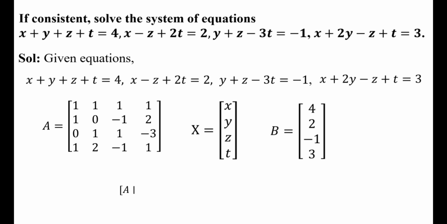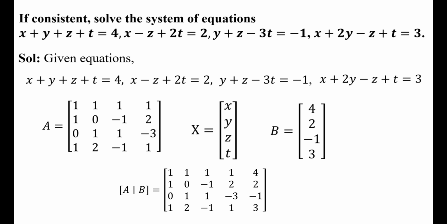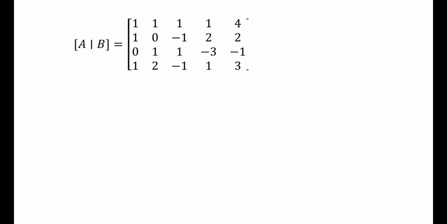Next, combine A and B to form the augmented matrix, which we'll call AB. We now reduce this augmented matrix to echelon form using row operations. The first element is already 1. We try to make these elements zeros using R1. So the operation will be changing R2 as R2 minus R1. R3 is already 0. Changing R4 as R4 minus R1.